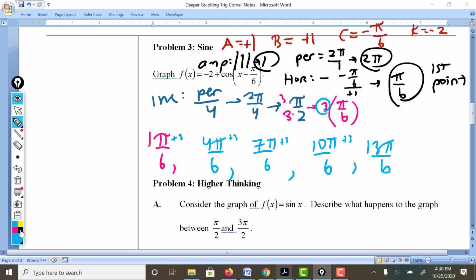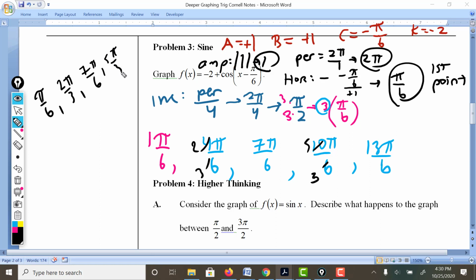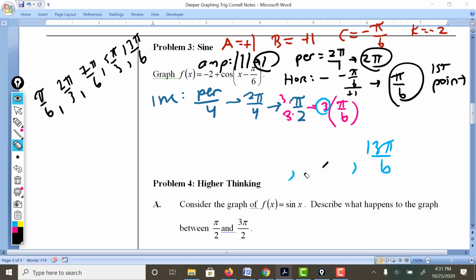Now we're going to go ahead and reduce these. Let me erase all these little positive 3s so we don't confuse ourselves. The first one becomes pi over 6. The second one becomes 2 pi over 3. Then 7 pi over 6. Then 5 pi over 3. And the last one is 13 pi over 6. Some pretty crazy characters we're getting here. All right, it's time to graph.